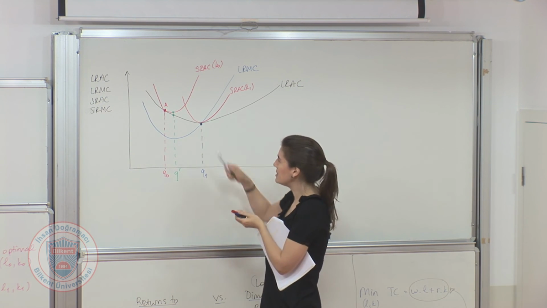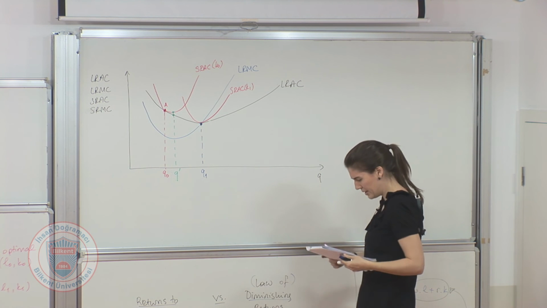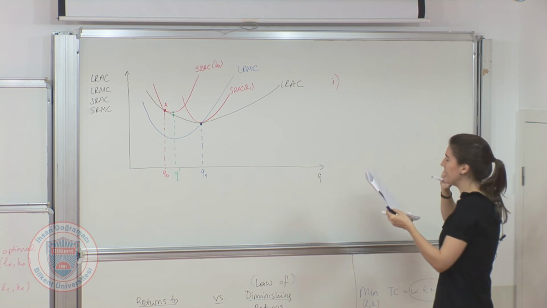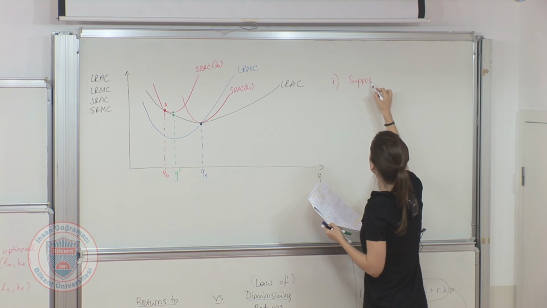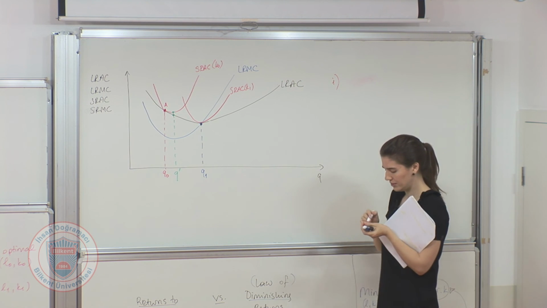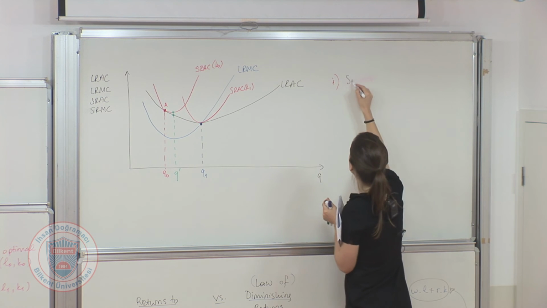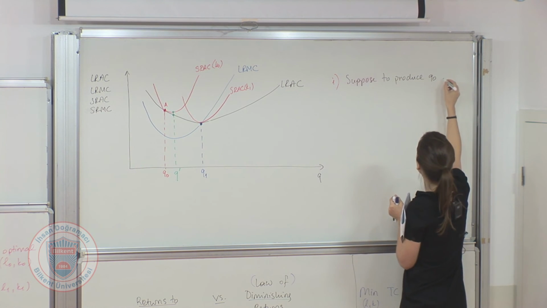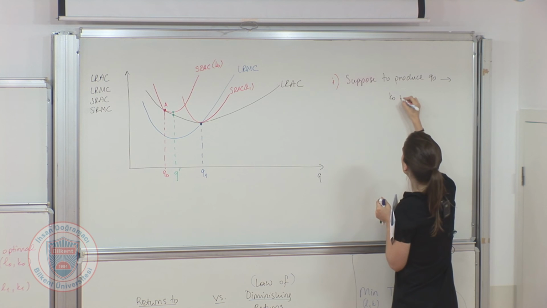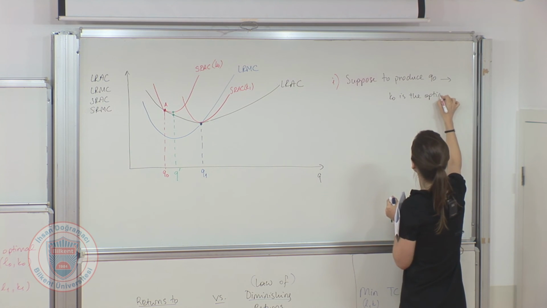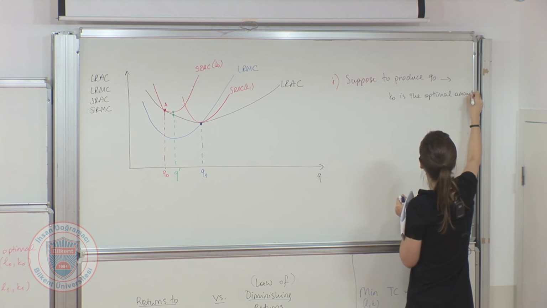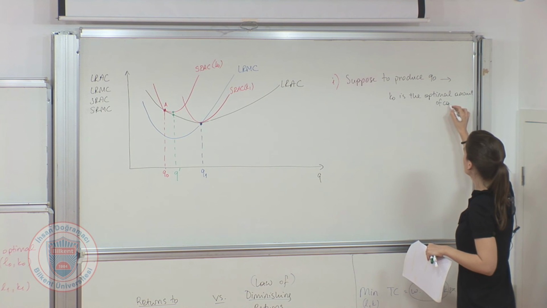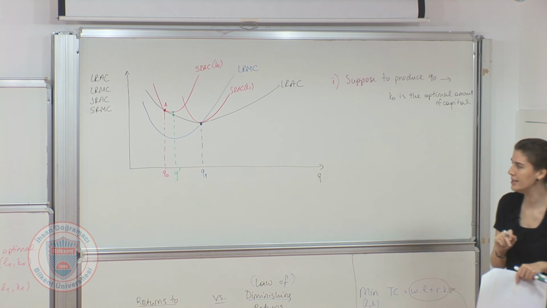Now, at this point, let me write this down so that you would have nice notes, okay? So let's say, suppose to produce Q0, okay? So we know that K0 is the optimal amount, okay? So K0 is the optimal amount of capital, right, in the long run. So this is what we said, fine.